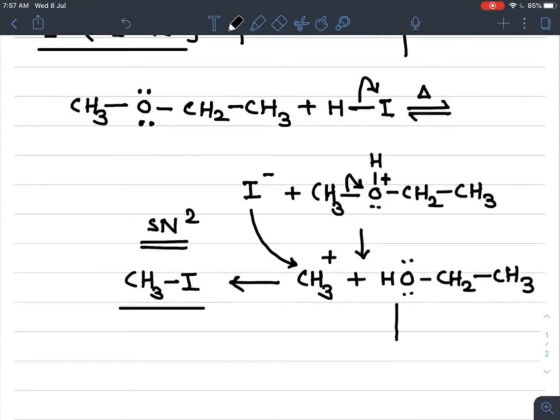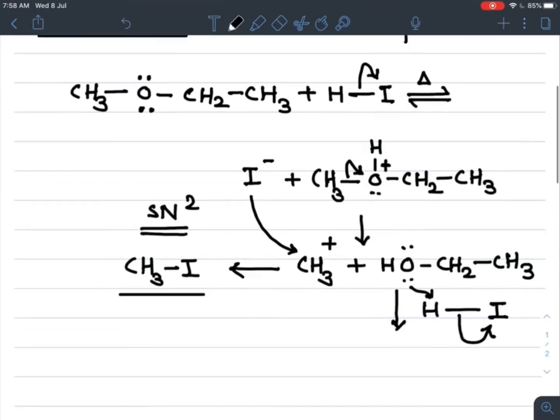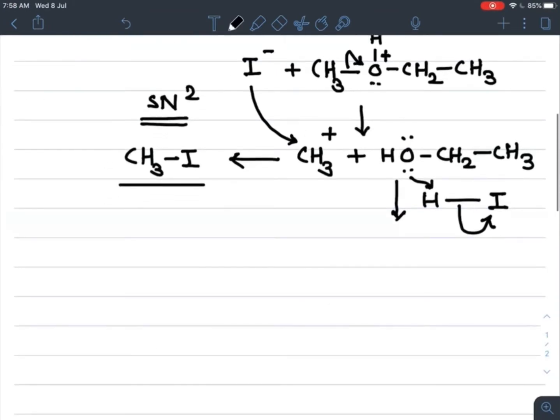Now this ethyl alcohol further undergoes reaction with HI. In the same way the reaction takes place. The iodine is highly electronegative, so it attracts a pair of electrons towards itself. The oxygen supplies a pair of electrons to hydrogen and forms a bond with this hydrogen. Here OH2 acquires a positive charge, and CH2CH3 remains as it is.